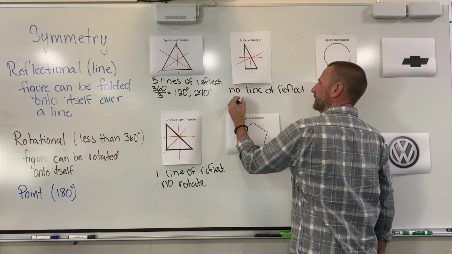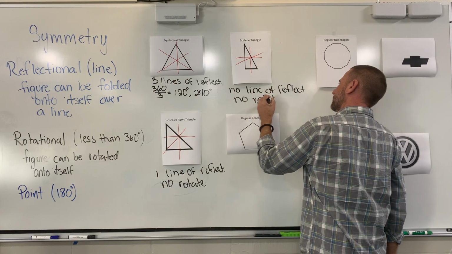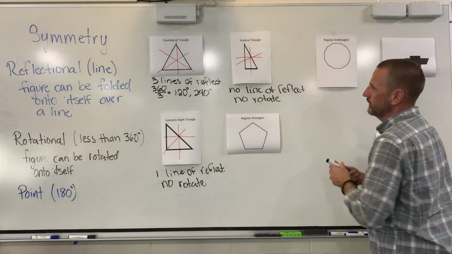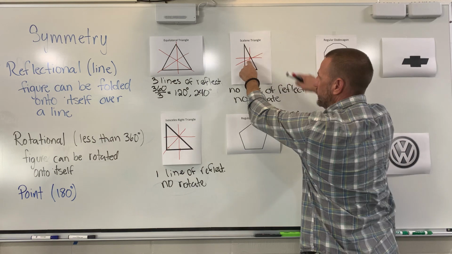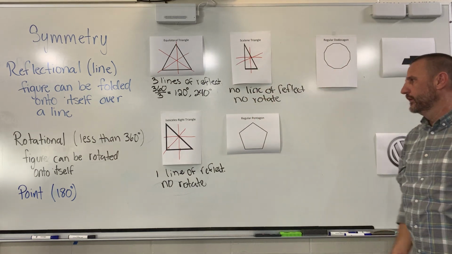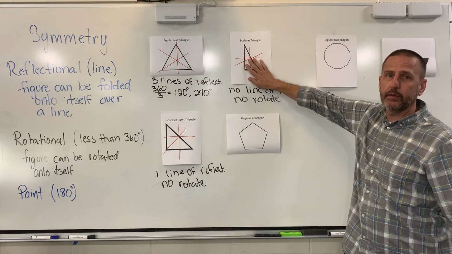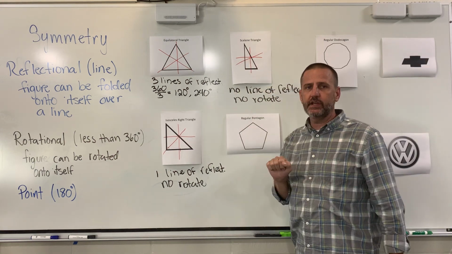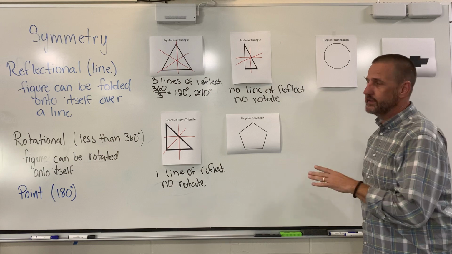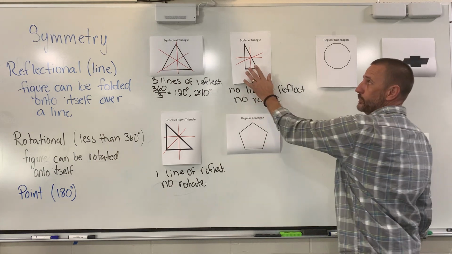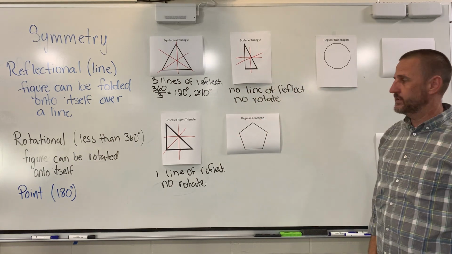There's no rotation, because I can't rotate it. There's nowhere I can put my finger in the middle of it and spin it around. It's never going to land on itself. And that goes back to the fact that this is not a regular shape, just like this was not a regular shape. Therefore, it's not as easy to figure it out. This one having nothing in common, there's no lines of symmetry.